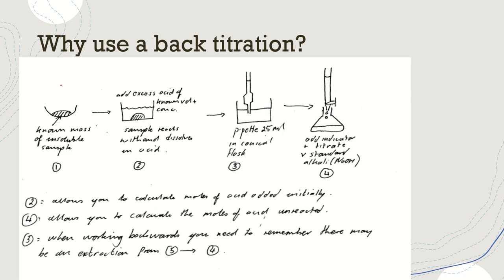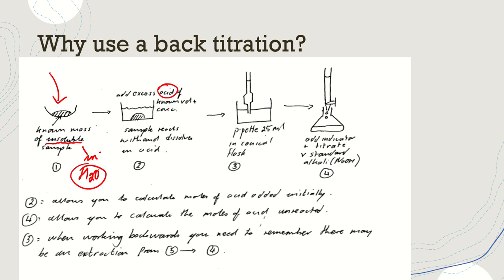So let's have a look at the left-hand side. We have a known mass of an insoluble sample. So this thing is insoluble in water, it doesn't dissolve in water. So we can't analyse it in the normal titration method. So what we'll do is we will take that and dissolve it into something that it does dissolve in. So it's got to be able to dissolve in either acid or alkali. And in this instance, I've chosen to dissolve it in excess acid.